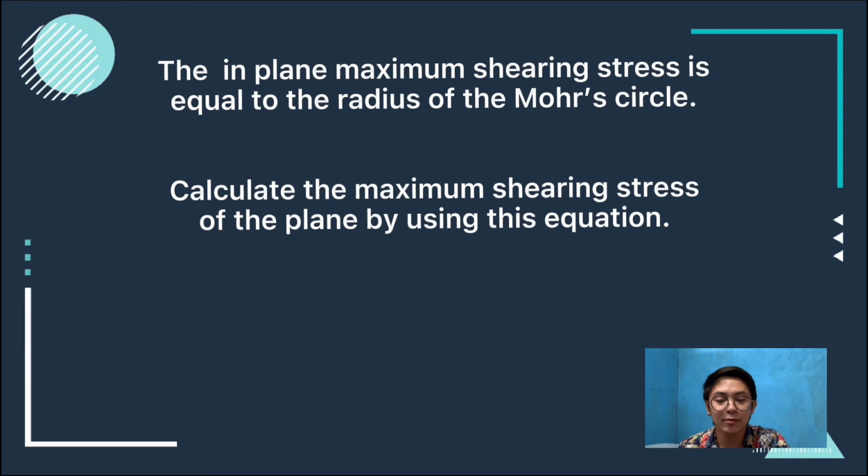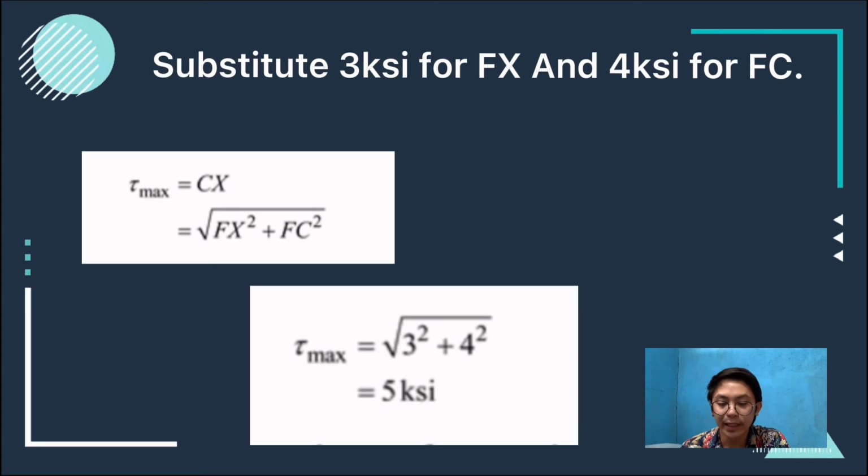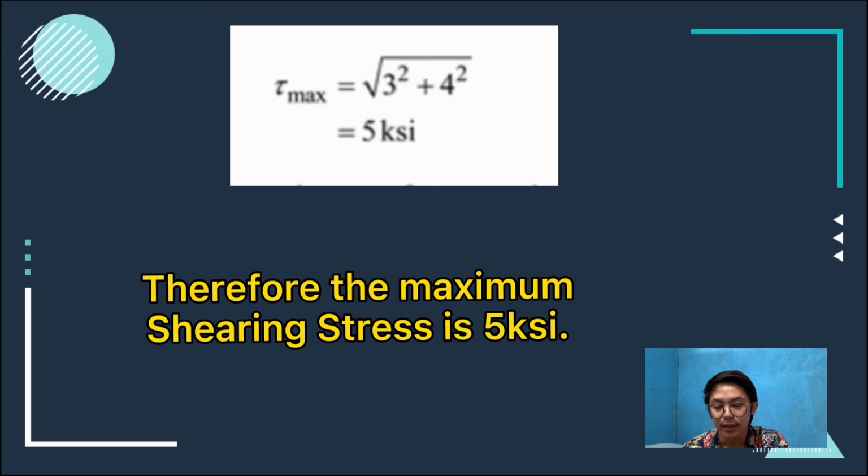The in-plane maximum shearing stress is equal to the radius of the Mohr circle. Calculate the maximum shearing stress of the in-plane by using this equation. So, we need to substitute 3 ksi for FX and 4 ksi for FC. So, therefore, the maximum shearing stress is 5 ksi.